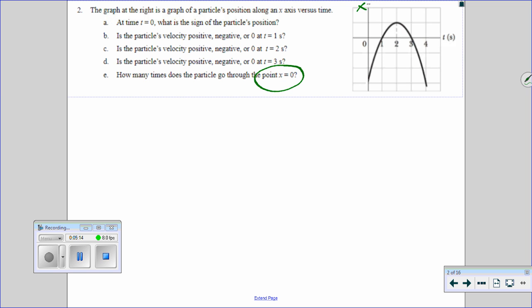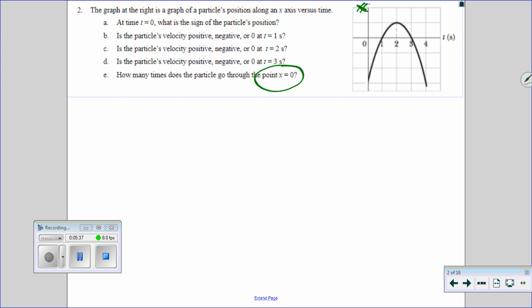X equals 0 is a reference to position because you're moving along. I see why you're confused, but it still makes sense. Are we good with that? Okay. How many times does it hit a velocity of 0? Just once. Everybody good? All right.